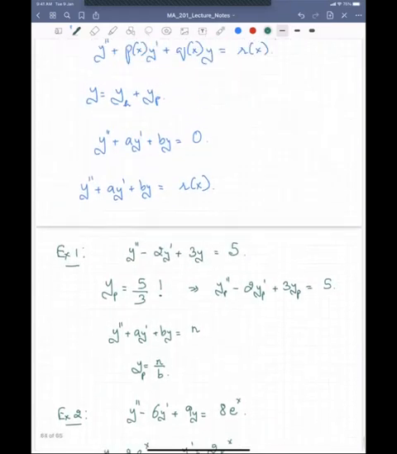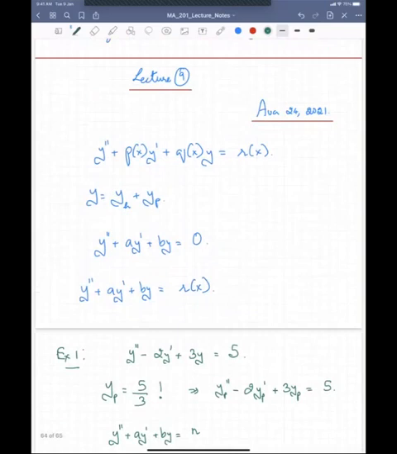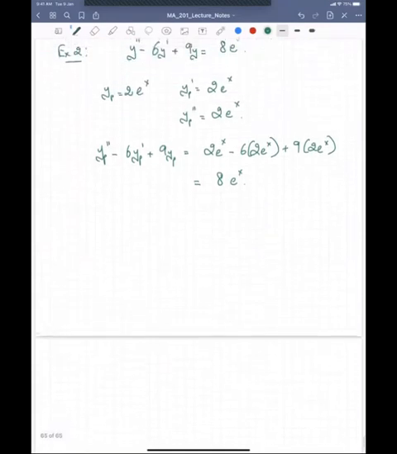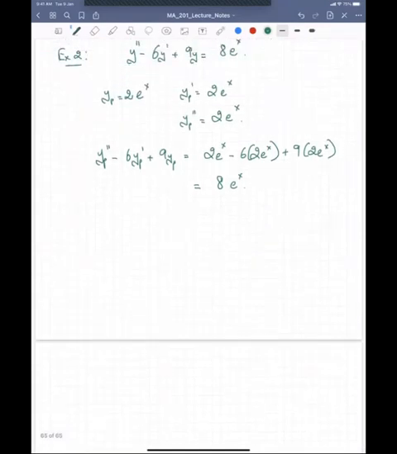See, when I write the solution as yh plus yp, there is an intrinsic assumption here that yp is not just yh, right? So if yh turns out to be, let us say, e to the x plus e to the minus x, you should not write yp is also e to the minus x, because it is already contained in the solution for yh. So yp should be distinct from yh. In this case, you will actually find that it is indeed distinct, and this does indeed solve this equation.